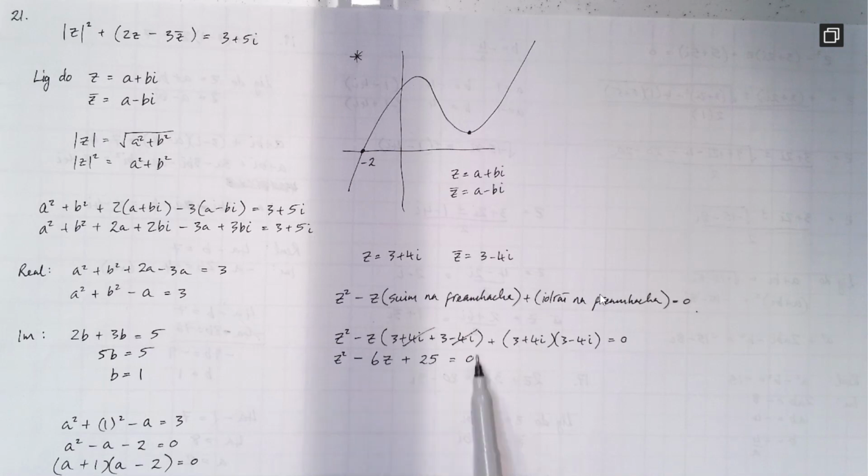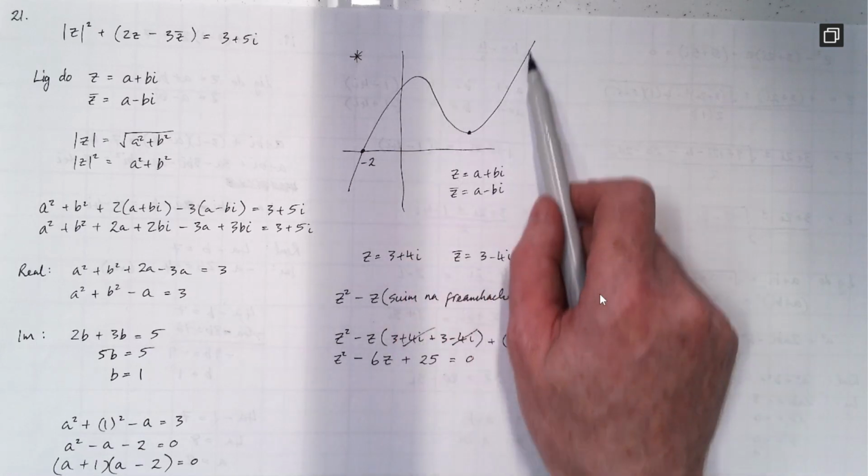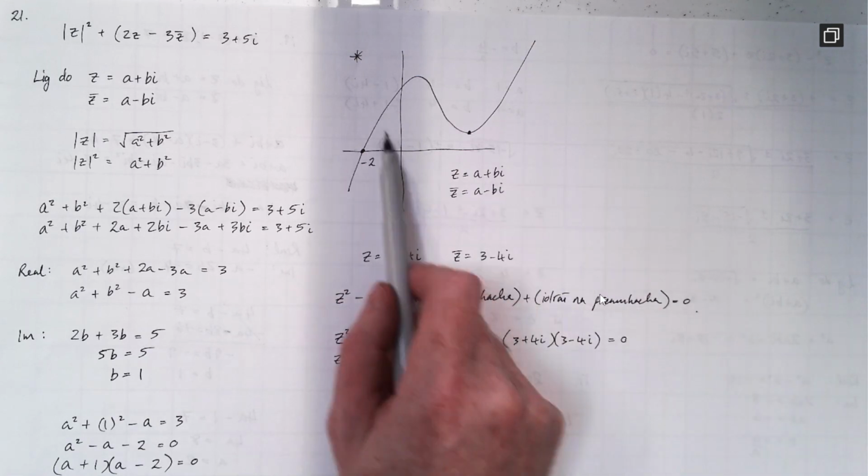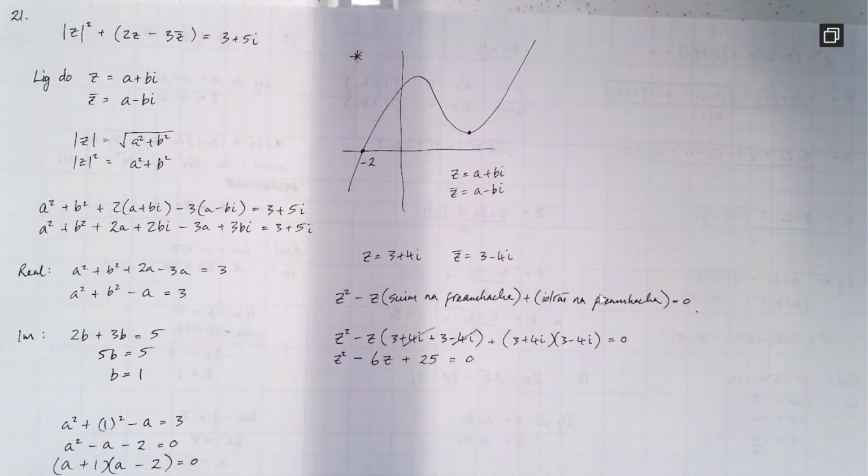So you get the quadratic equation. So this is the quadratic equation, and then this is a cubic equation when you have 3 roots.